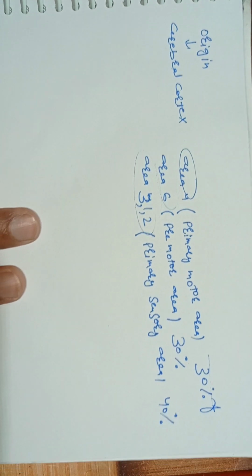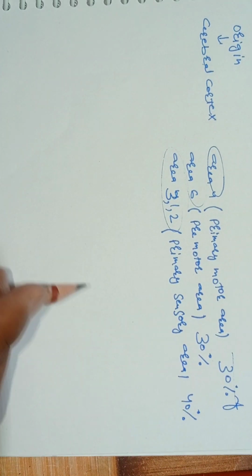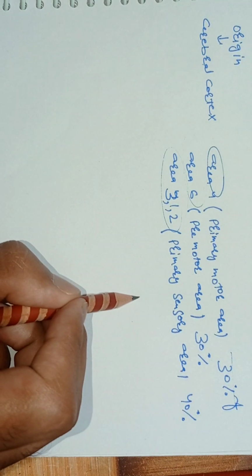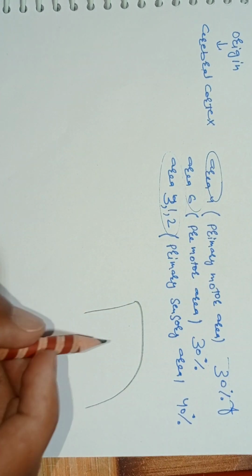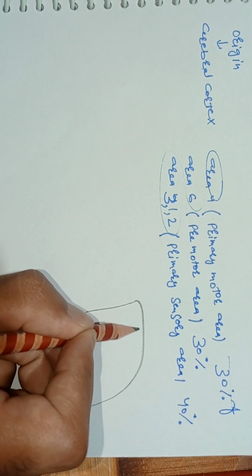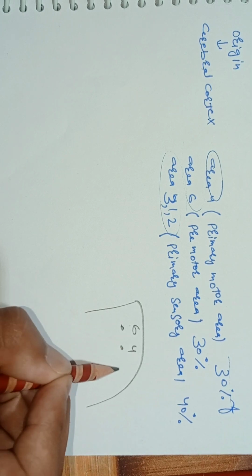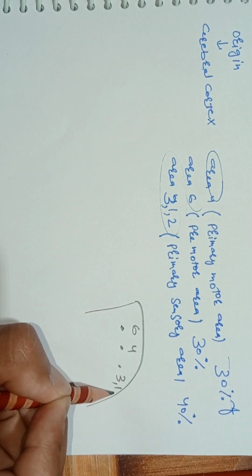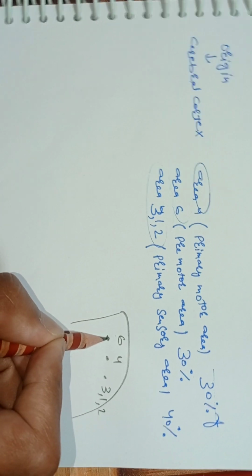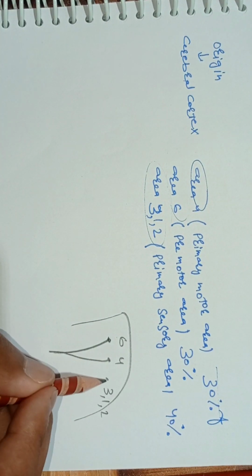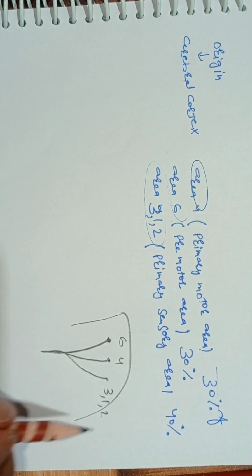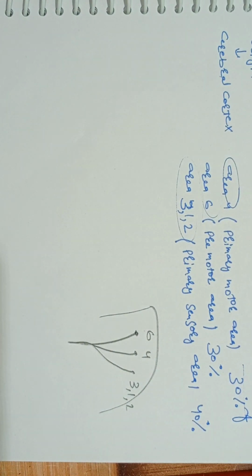I will draw the diagram as well. That's given in the BDC. We'll look at it in the coming minutes. So this is the cerebral cortex. This is area 6, this is area 4, and this is area 3, 1 and 2. So 30% of fibers from area 6, 30% from area 4, and 40% of fibers from area 3, 1 and 2. So this is the origin.